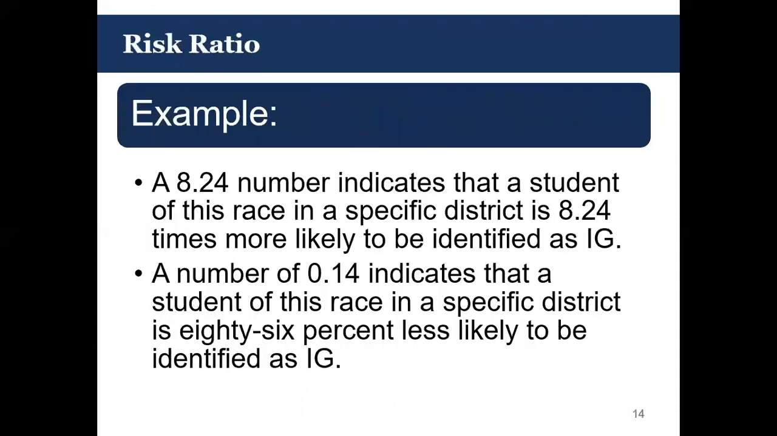For example, an 8.24 number indicates that a student of this race in a specific district is 8.24 times more likely to be identified as intellectually gifted. A number of 0.14 indicates that a student of this race in a specific district is 86% less likely to be identified as intellectually gifted.